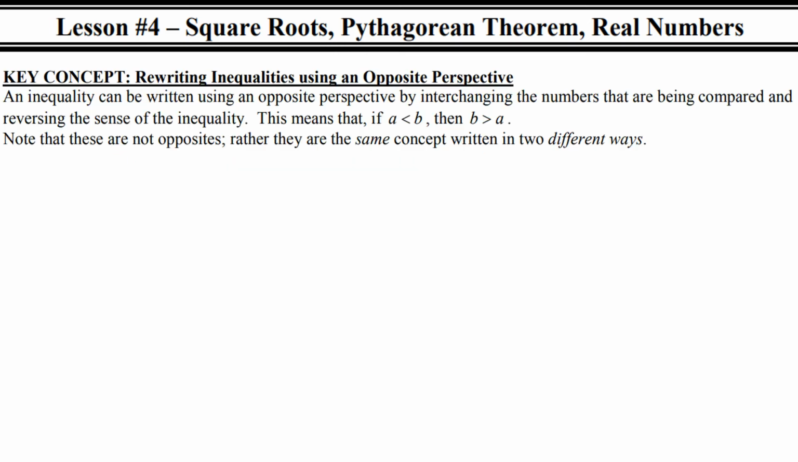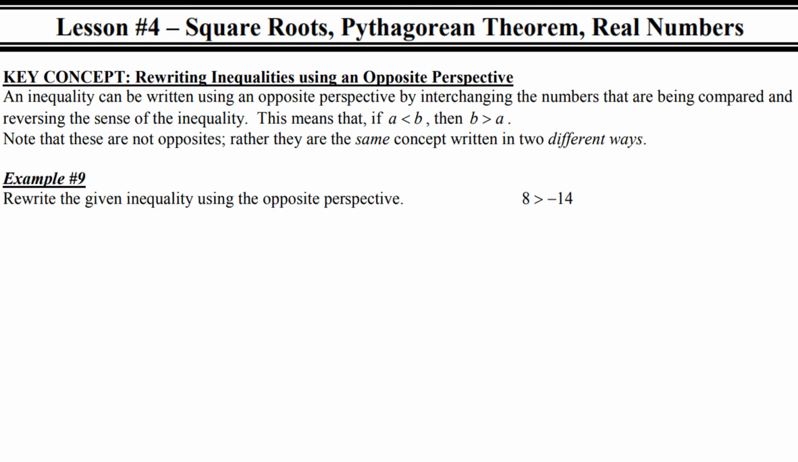We can rewrite inequalities using an opposite perspective. Essentially, if A is less than B, then B is greater than A. Here's an example.